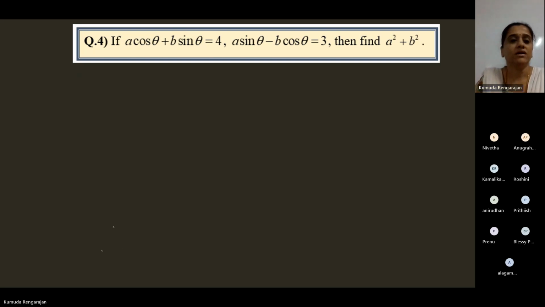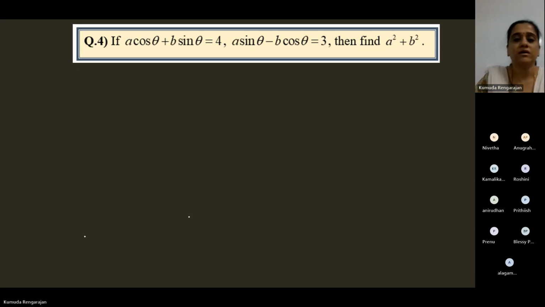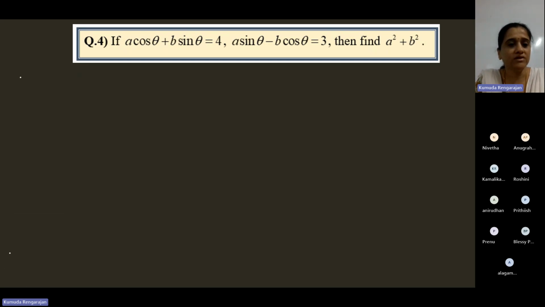So here a cos theta plus b sine theta is 4. A sine theta minus b cos theta is 3. Find a square plus b square. So you can do this in more than one method. Okay, I have worked only in one method. One is you can write the equations one below the other. Okay, so all of you have learned a pair of linear equations in 2 variables at school. So then you know it.